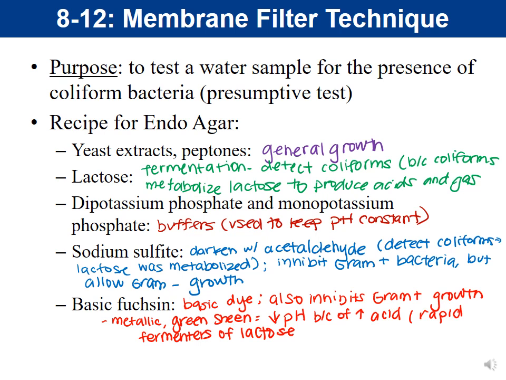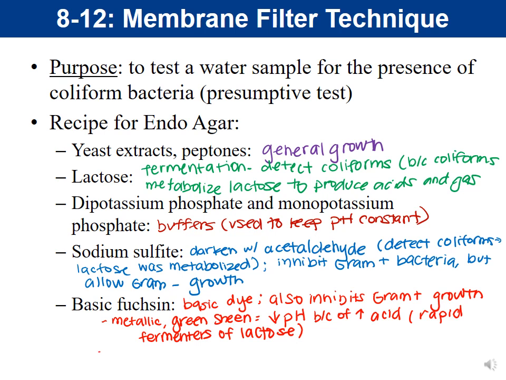Because remember that the products of sugar metabolism are acidic. And so if the organism is able to rapidly ferment the lactose, it's going to produce a lot of acids. And when it produces a lot of acids, that's going to drop the pH. And the basic fuchsin, this dye, is going to turn metallic green sheen when the pH decreases.